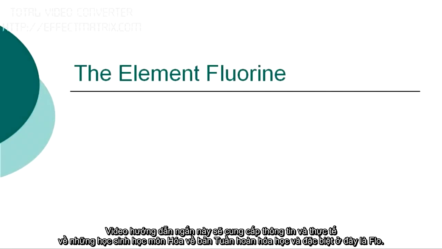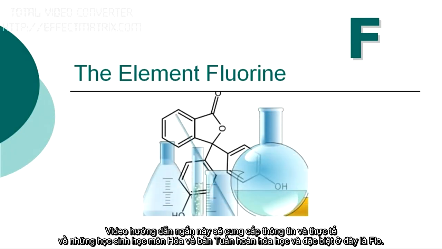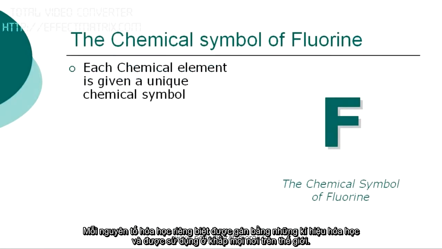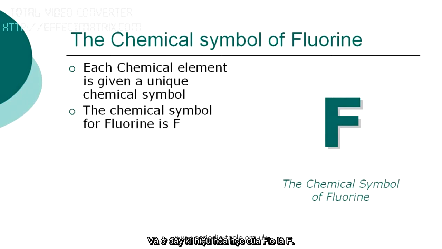This short, simple guide to the element fluorine will provide facts and information for chemistry students who are learning about the periodic table, and in particular, the element fluorine. Each chemical element is given a unique chemical symbol, which is used all over the world. The chemical symbol for fluorine is F.